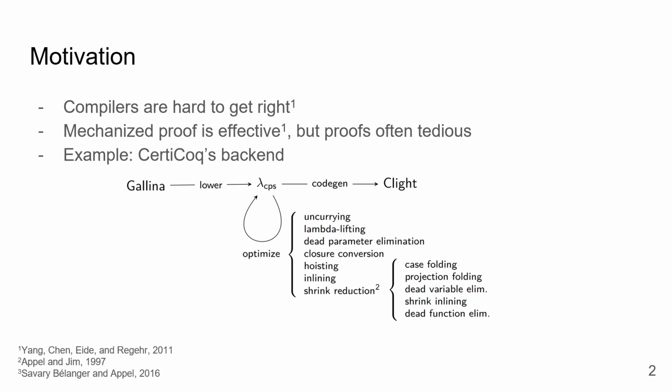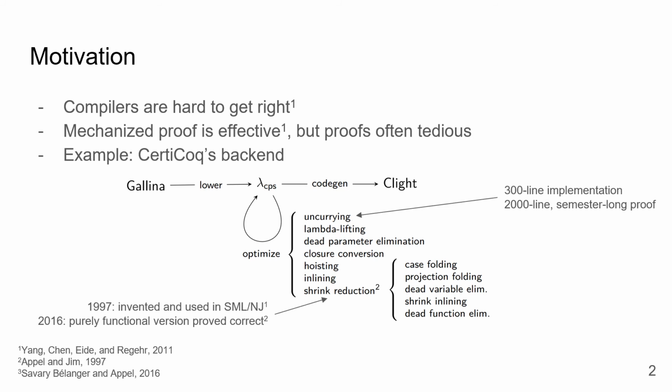Certicock's backend has a number of optimization passes, each of which must be proved correct, and these proofs can take up a lot of our time. For example, this uncurrying pass is implemented in 300 lines of pretty straightforward Coq code, and then took me the better part of a semester and 2,000 lines of Coq tactics to prove correct. As another example, this shrink reduction pass was first invented and used in 1997, but wasn't proved correct, not even on paper, until 2016.